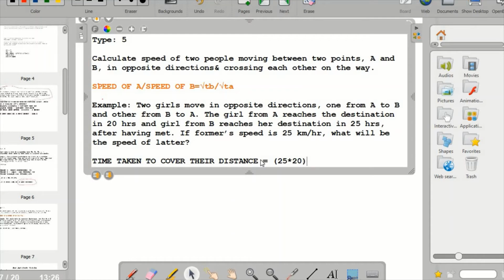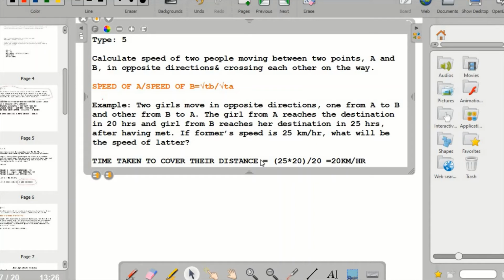The ratio is the square root of TB by TA. So TB by TA is 20 hours. So the speed is equal to 20 kilometers per hour.